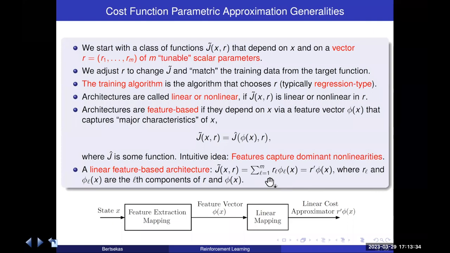And a linear feature-based architecture, you can see a picture here, have a state. Out of this, we extract the features to obtain this feature vector. We weigh the features with parameters linearly, and we get at the output the linear cost approximation, this inner product here. And in training, we try to find this r that matches the training set that you have.